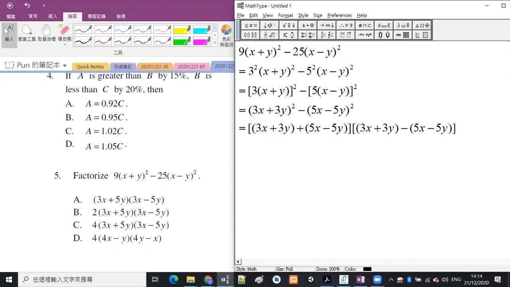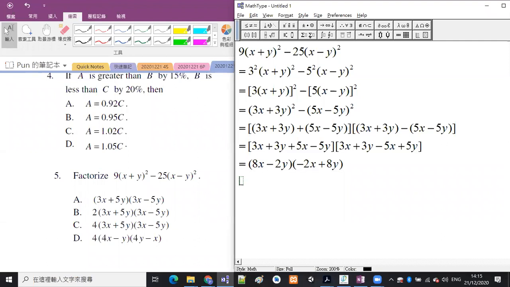Okay, so we will calculate the like terms within the square bracket. Okay, so that would be 3x plus 3y plus 5x minus 5y. And then for the second bracket is 3x plus 3y minus 5x plus 5y. Okay, the double negative becomes positive. So it will be 8x and then minus 2y. And this is negative 2x plus 8y.